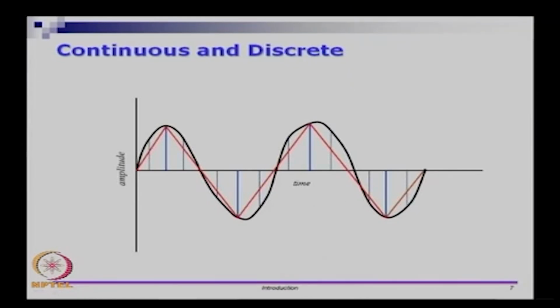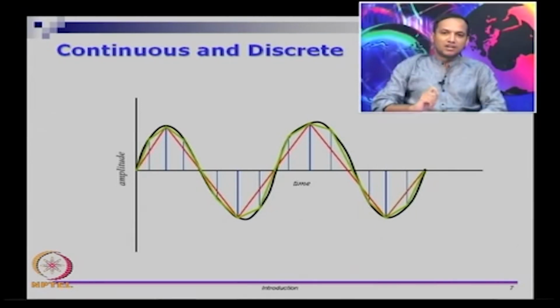We can do better if we take more samples and interpolate between those and connect it. For example, here the green waveform is like that. We have taken more samples, between the samples we have interpolated, and what you get is this green waveform. We can see that it is already closer to the blue waveform rather than the red waveform. So this is how discretization works.